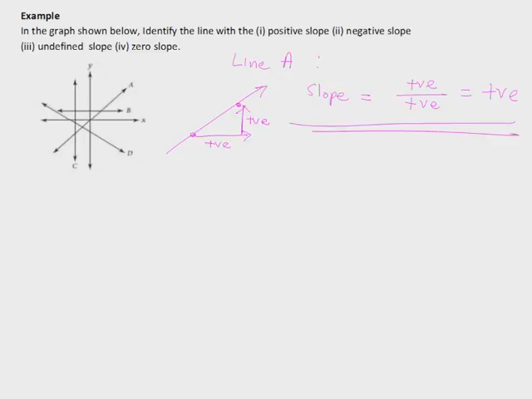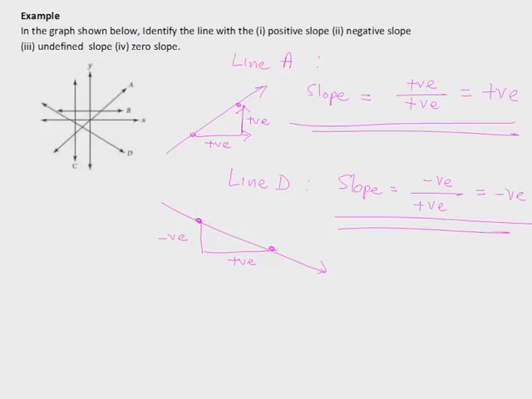How about line D? I'm deliberately doing it in a different order. Line D is growing this way. To go from this point to this point, I need to go in the negative direction vertically and the positive direction horizontally. So the slope will be some negative number over some positive number, so it's negative. We've already seen this earlier. A line inclined less than 90 degrees to the positive x-axis, which is what line A is, does have a positive slope. And line D, which is inclined more than 90 degrees to the positive x-axis, has a negative slope.